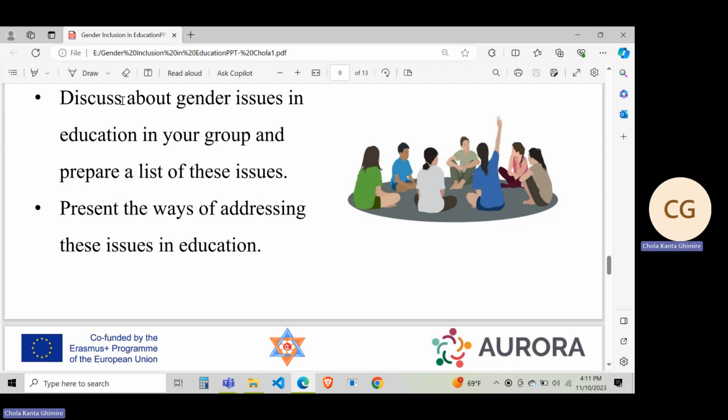First, find the issues. Discuss the gender issues in your context and list some gender issues. And second, derive the ways of addressing these issues in education.